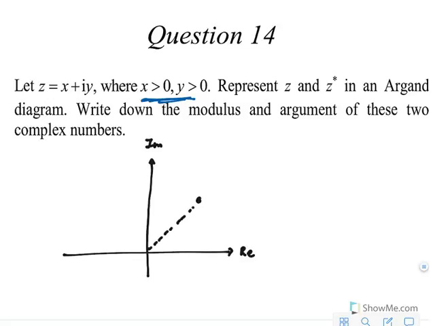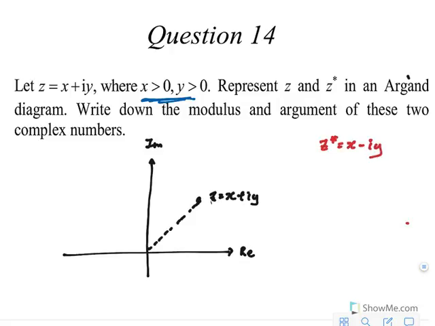Draw a dotted line, you don't draw an arrow. You can put x comma y. Let's put it clearly: Z equals x plus iy. Then where is Z asterisk? Z asterisk will just be x minus iy.